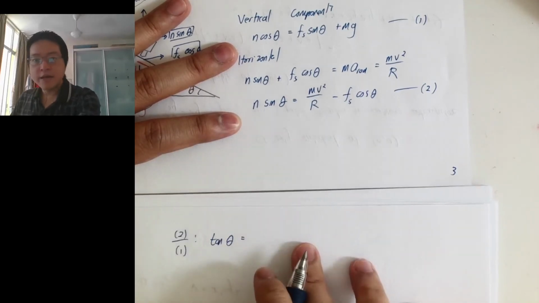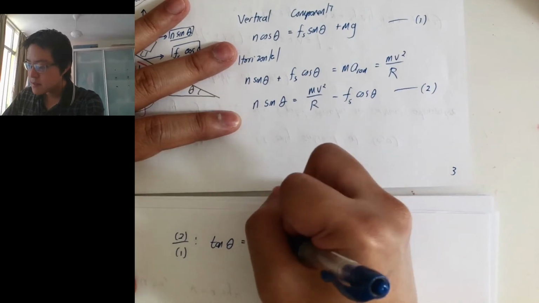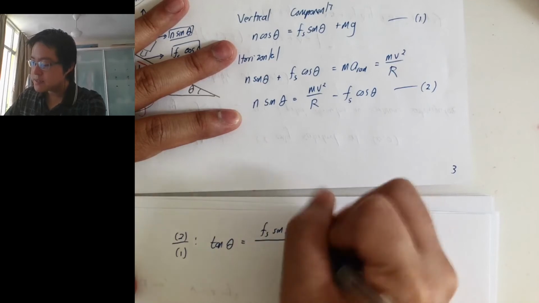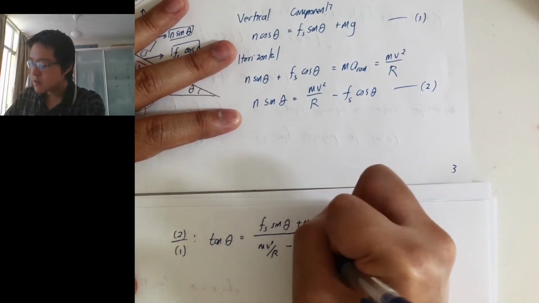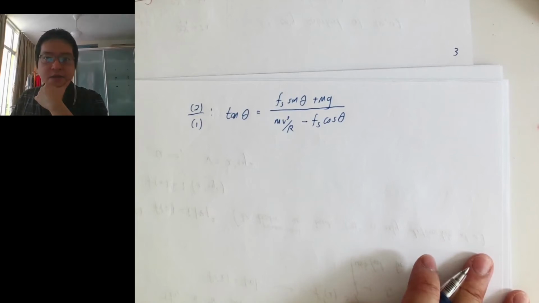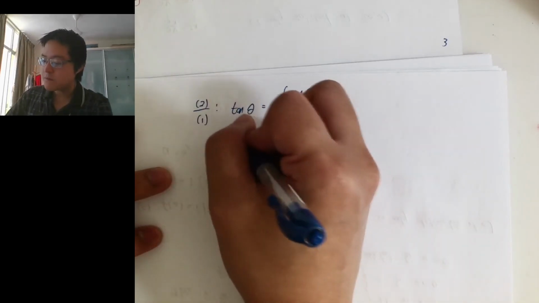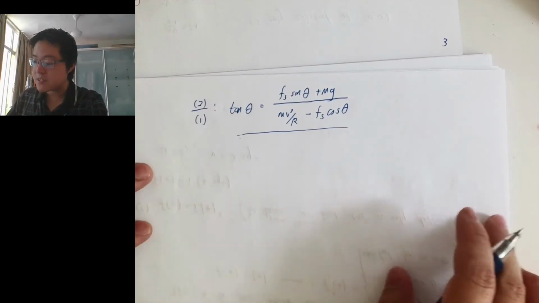And then on the right hand side, I got Fs sine theta plus mg, and then on the right hand side, I got mv squared over r minus Fs cos theta. Okay, so I don't know whether this is correct or not. Yeah, so let's try to solve this for Fs. Okay, so I will keep this equation. I'm going to come back to this later, but now let me rearrange this a little bit more.